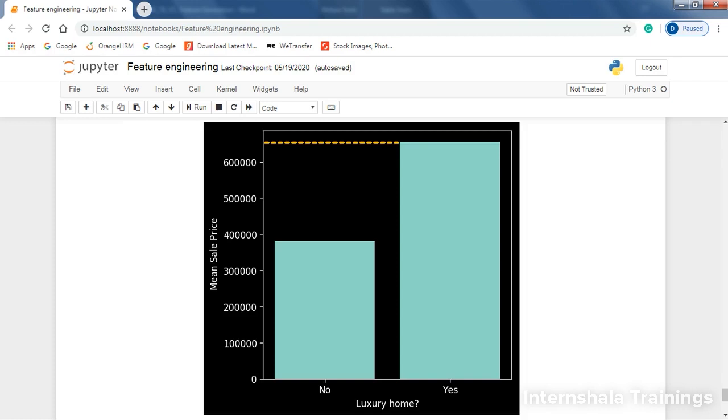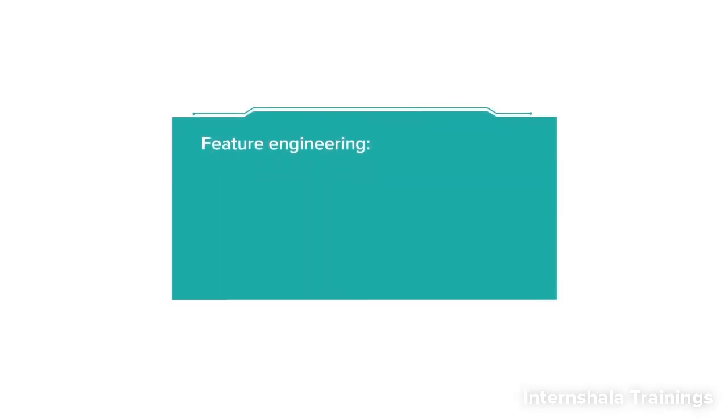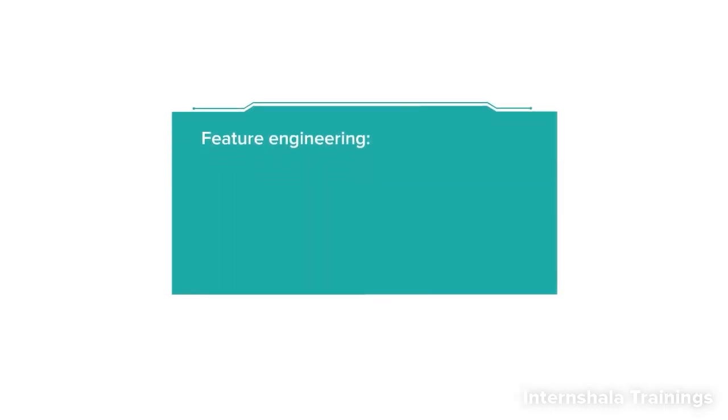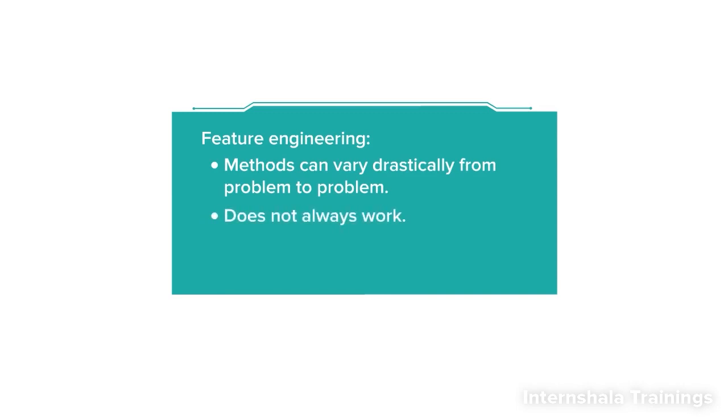The column luxury home can perhaps take care of the unexplained outliers which we encountered during the examination of the residual plot during the linear regression implementation. I would strongly recommend you play around with the condition we used for the luxury home. Now before we wrap up the feature engineering section, note that feature engineering methods can vary drastically from problem to problem, and there is no guarantee that feature engineering will always work. But if it does, it can improve the model performance significantly.